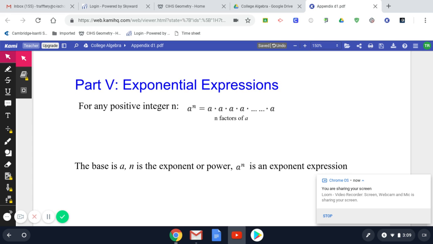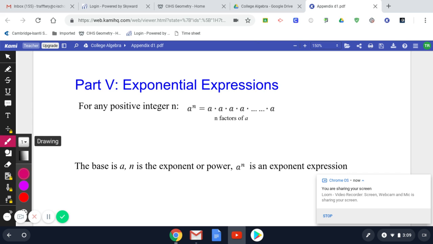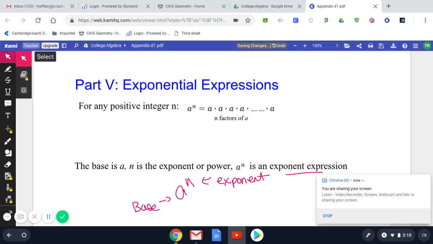And then we have the exponential expressions. For any positive integer, n, a to the nth power means that it's a times a times a, n times. So a is the base, n is the exponent, or the power. So a to the n, this part here is known as the base. This part is known as the exponent. And the whole thing is an exponent expression.